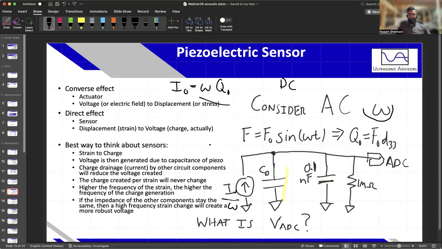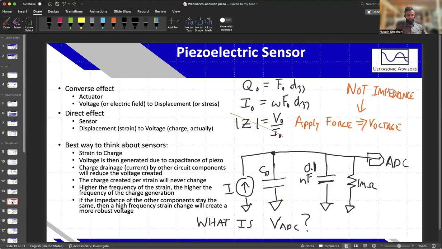increasing. I think I'm getting a little confused here, but hopefully you'll still hang on. The charge generation rate is going to increase with frequency as you go to a higher frequency. Maybe I'll correct this on the slides. So the charge equals the force times the d33 coefficient. So the current is going to equal the frequency times the force times the charge coefficient again.